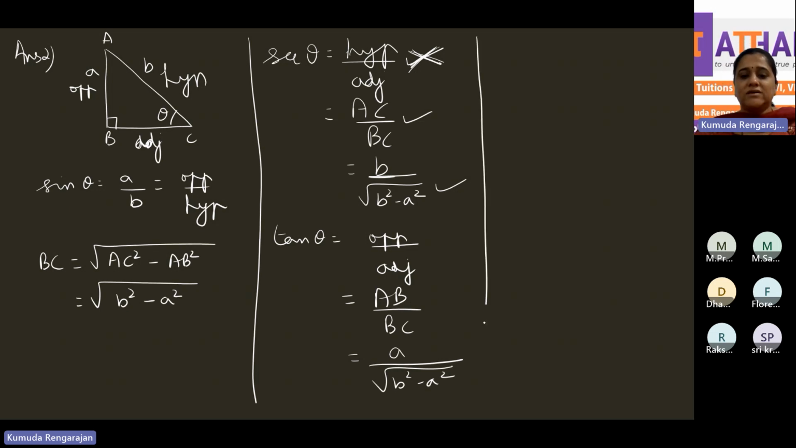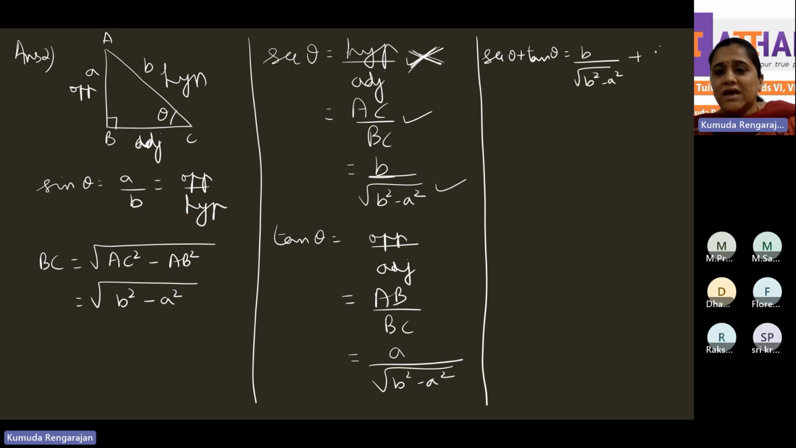Next step, we have to find secant theta plus tan theta. So secant theta plus tan theta is equal to B by root B square minus A square plus A by root B square minus A square. So that is equal to common denominator root of B square minus A square and then A plus B.